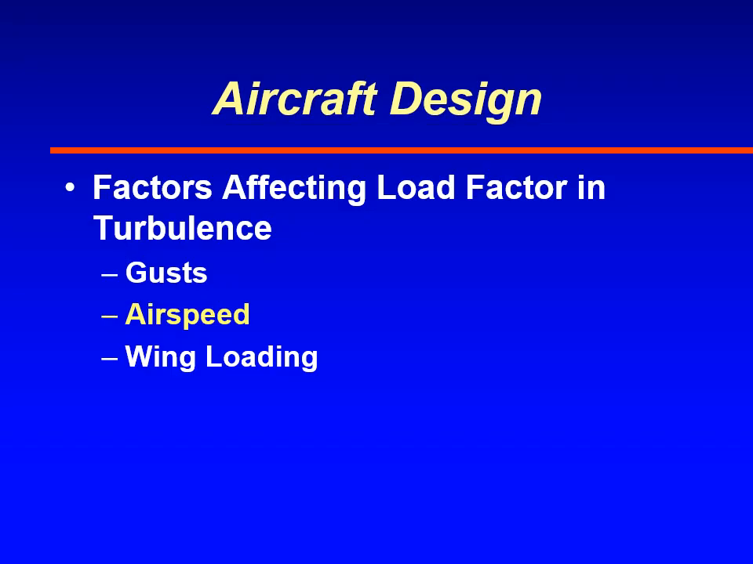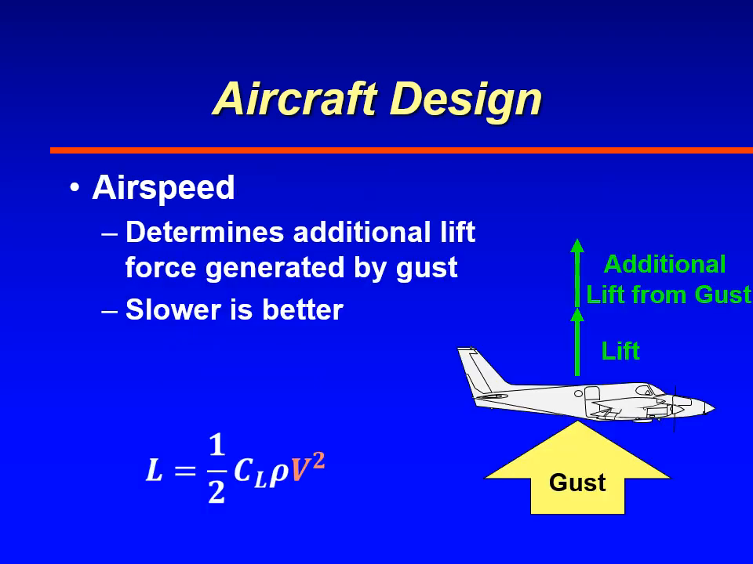Another factor that will affect how an airplane handles turbulence is the airspeed of the aircraft itself. As the aircraft flies through the air, the faster it goes, the more lift it generates, and as a result, it determines how much more lift is going to be generated by the gust when it experiences a gust. So actually, flying slower is better. The slower you fly, the smaller the change in the load factor.